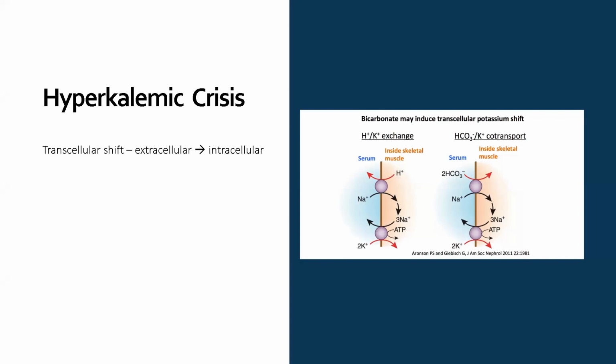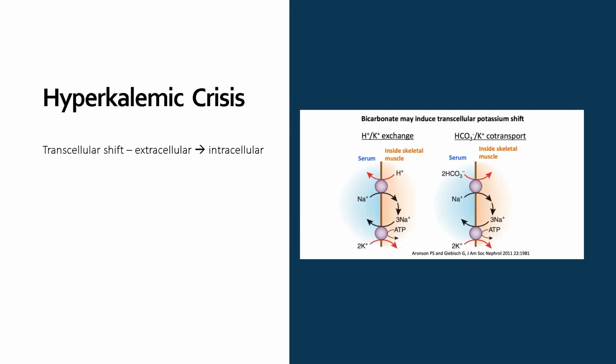So what you can do is you can give the sodium bicarbonate, and what that's going to do is induce a transcellular shift. So you're going to have the extracellular potassium in the blood go into the cells, driving blood or plasma potassium down. However, before you start giving sodium bicarbonate for something like this, it'd have to be pretty severe, and make sure you rule out pseudohyperkalemia first.